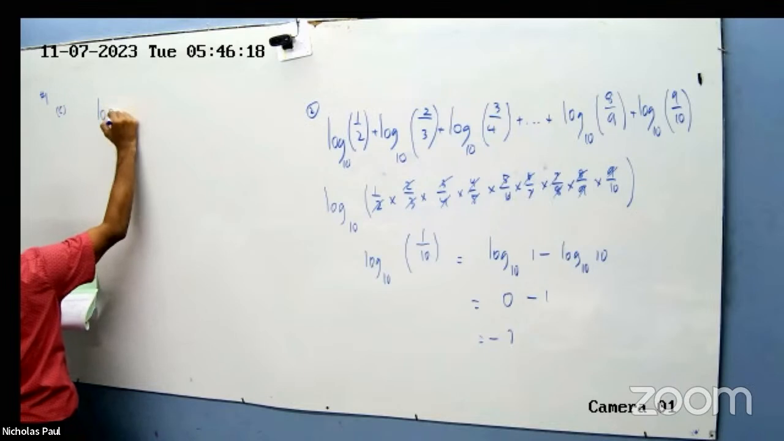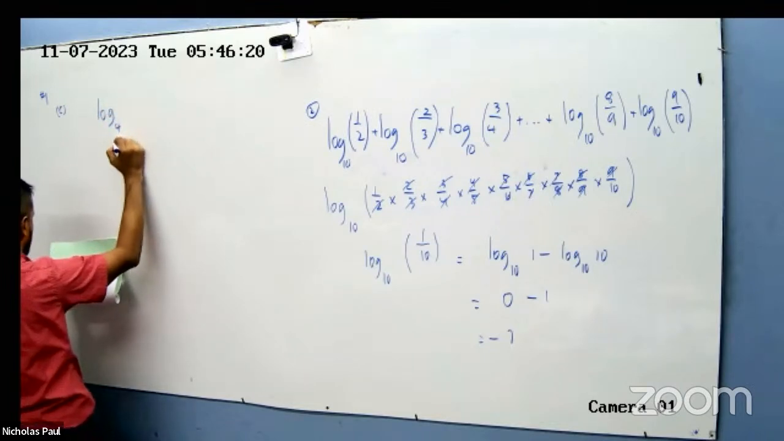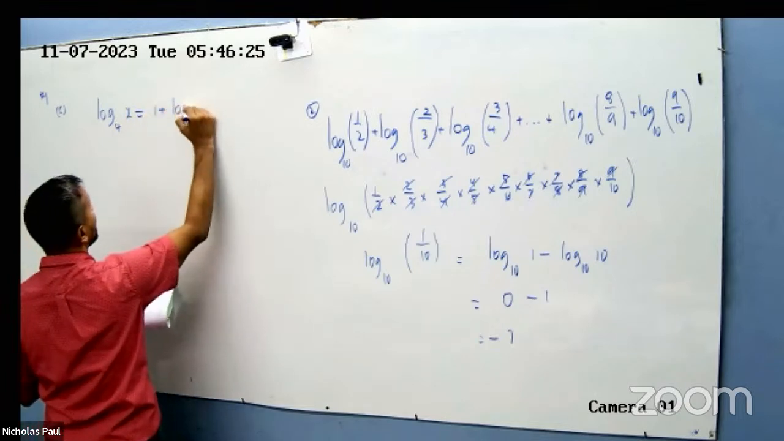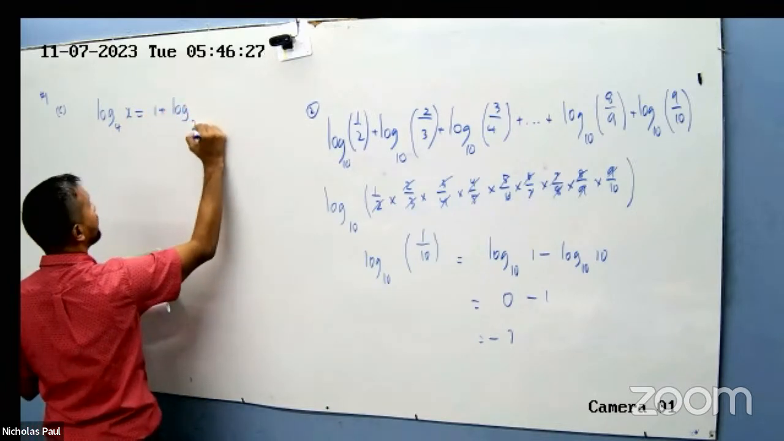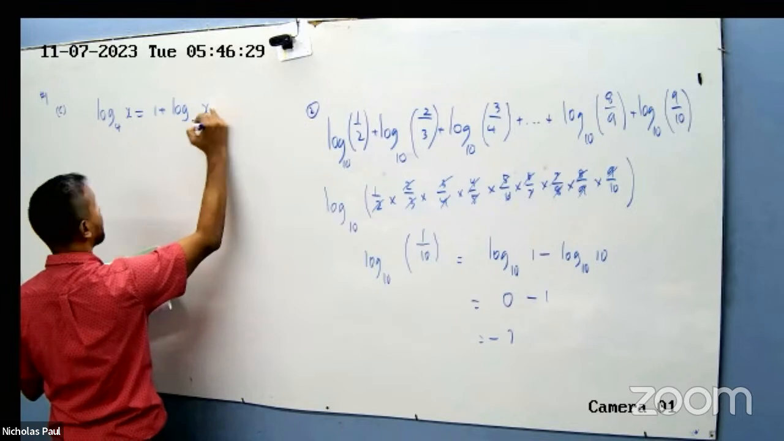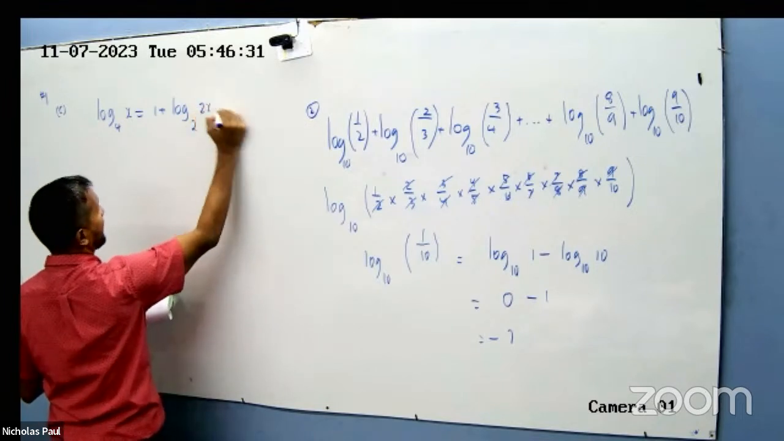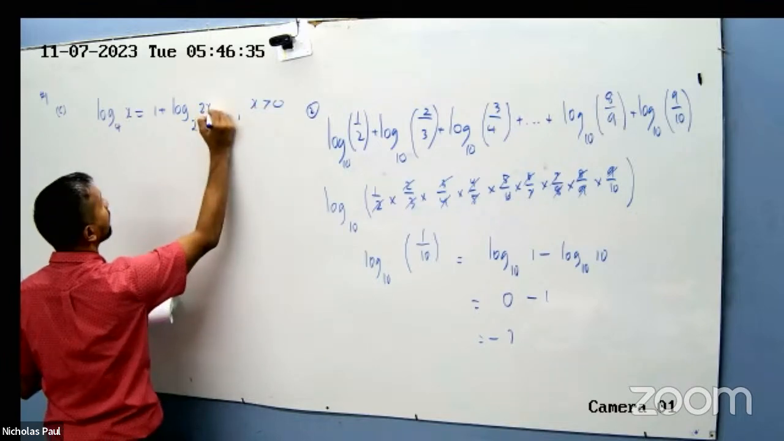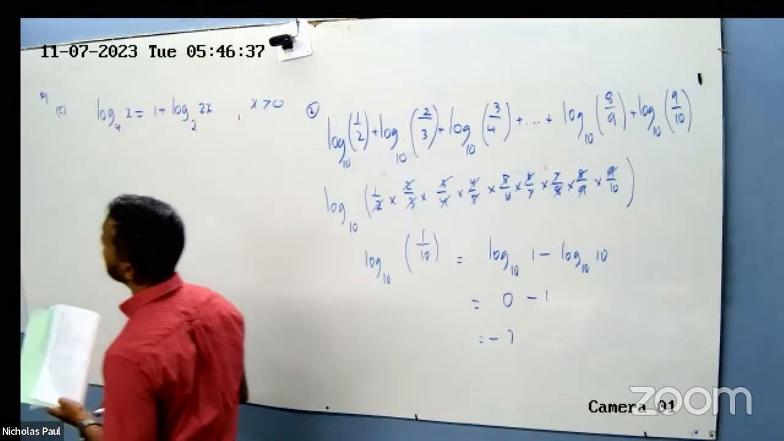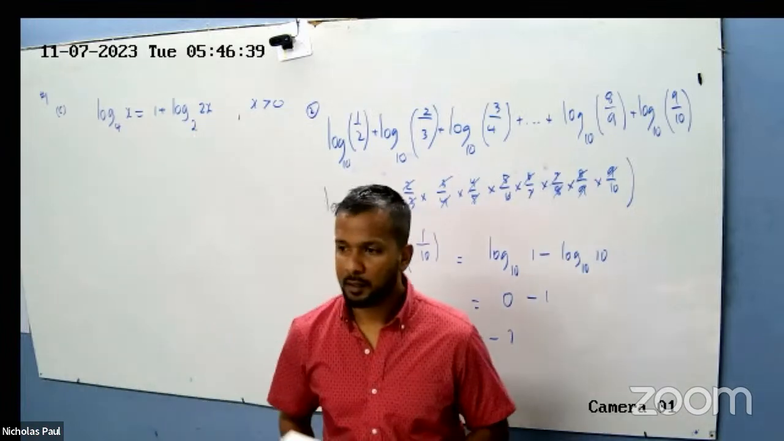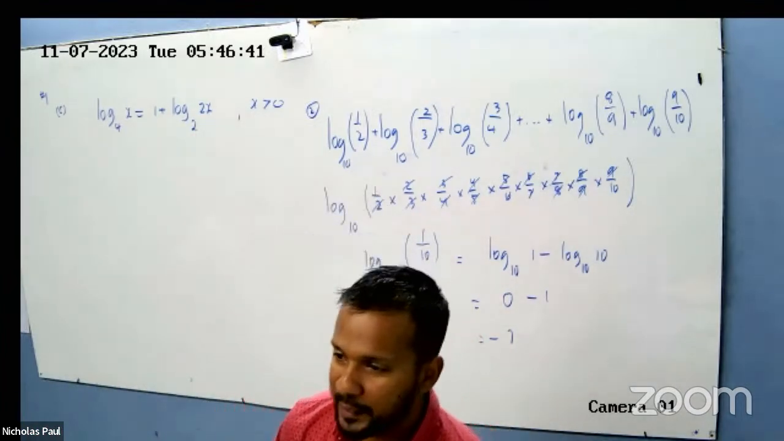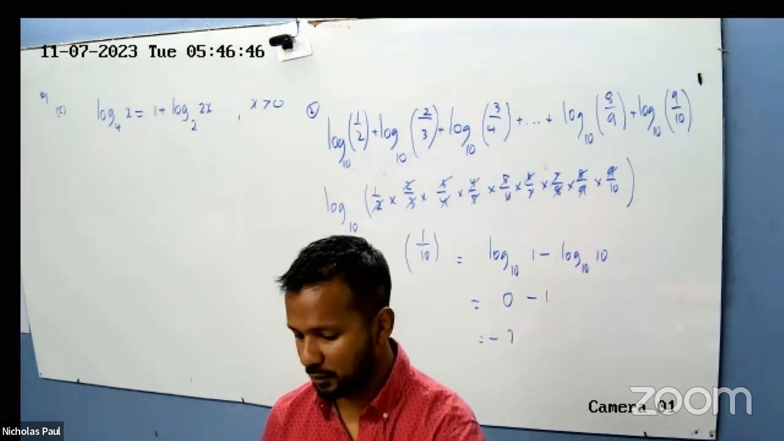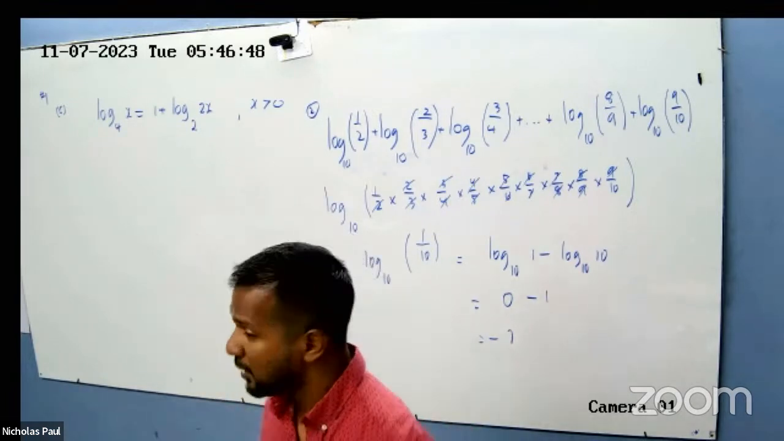This is log to the base 4 of x is equal to 1 plus log to the base 2 of 2x. The question said that x must be more than 0. Try that, please. We have a problem there in the beginning. What should the problem be? What's the problem with this question?